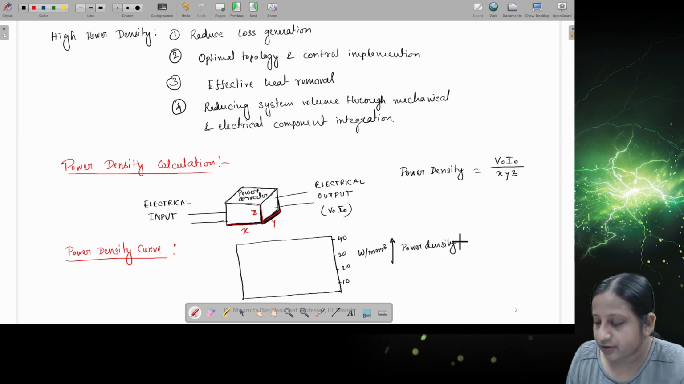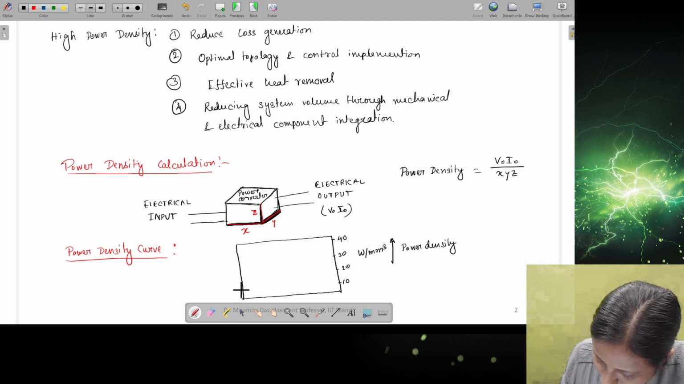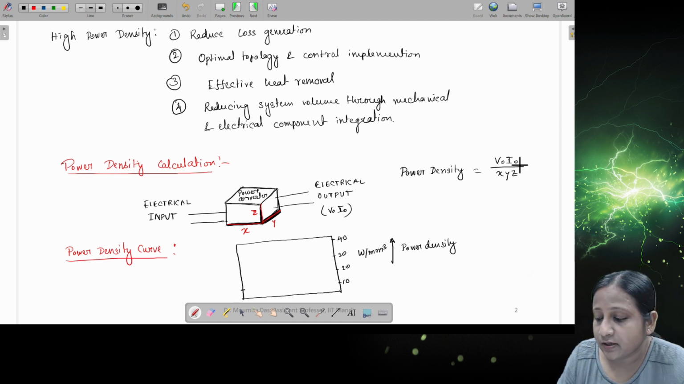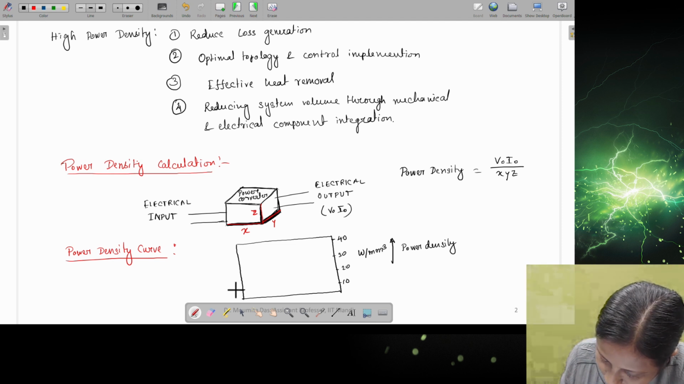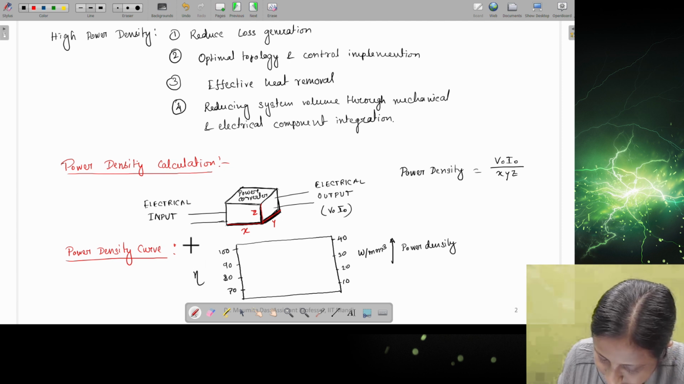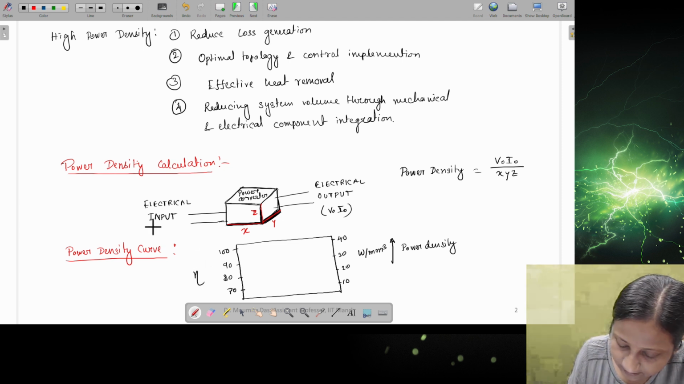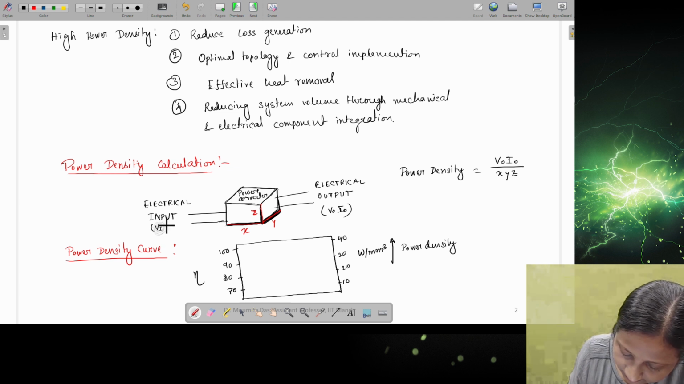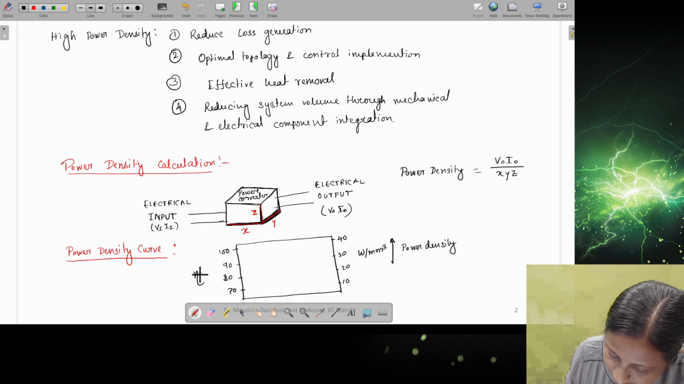Then the efficiency, for any system, is represented as V0 I0 divided by ViIi. Basically output divided by input gives the system efficiency. We can represent it like this: 70, 80, 90, let's say 100 here. This is the efficiency of the system. If we represent the input as ViIi, then this will be equal to V0 I0 divided by ViIi.